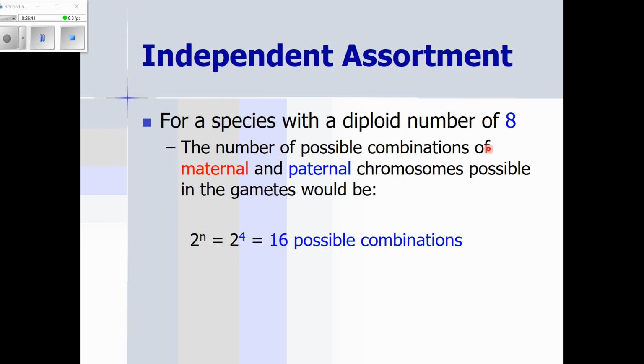So if the diploid number is 8, that means the haploid number is 4. 2 to the 4th power is 2 times 2, which is 4, times 2 is 8, times 2 is 16. Again, I just took the number 2 and I raised it to the haploid power. The diploid number is 8, so the haploid number is 4. 2 times 2 times 2 times 2 is 16.